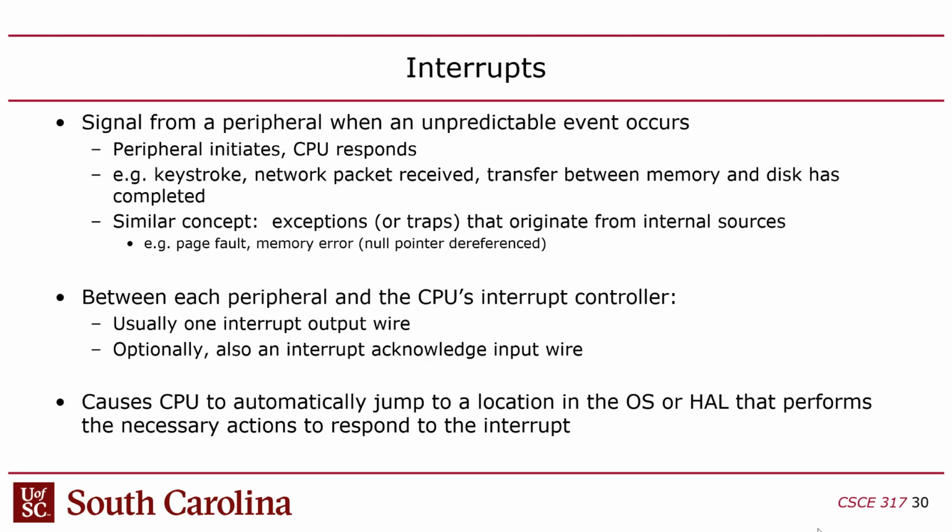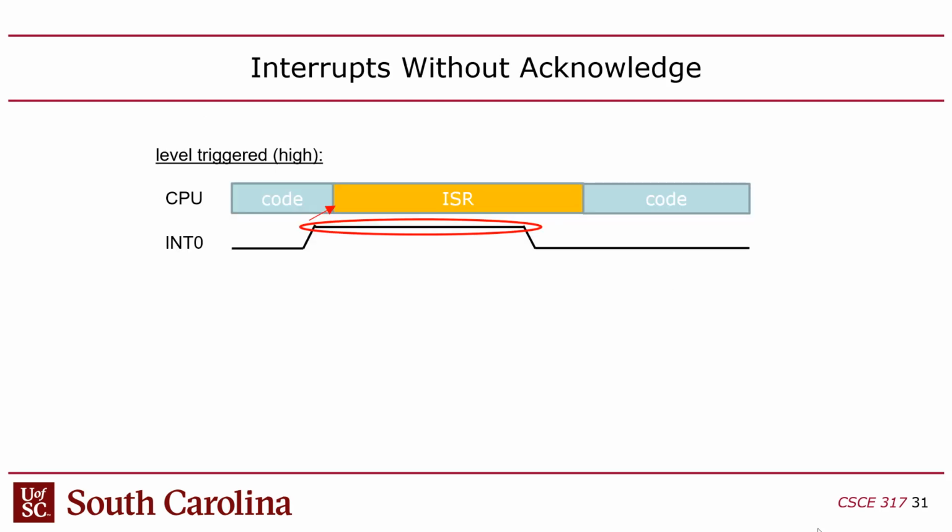So keystroke, network packet, I think I said that. Disk transfer is completed. So you have basically a wire. What happens is that if I have an interrupt wire, let's say that normally it's logic 0, logic low, and the CPU is just running, doing its thing, running whatever code it wants to run.